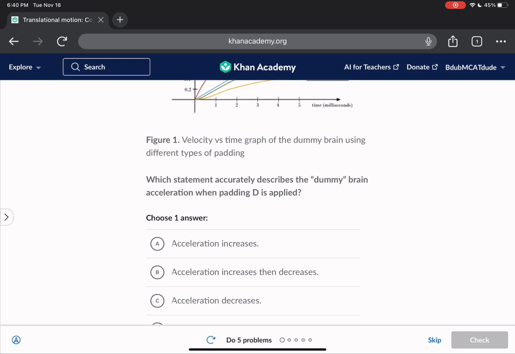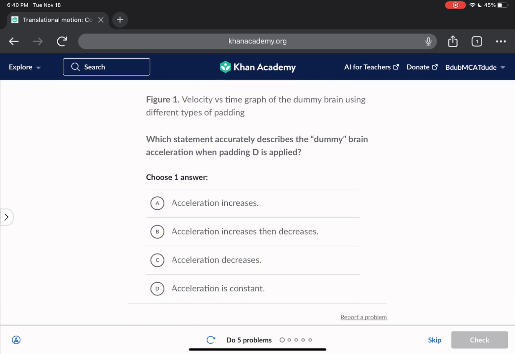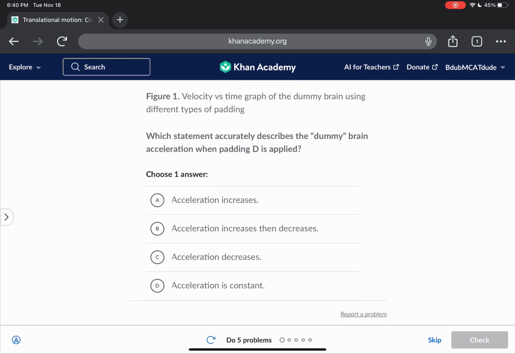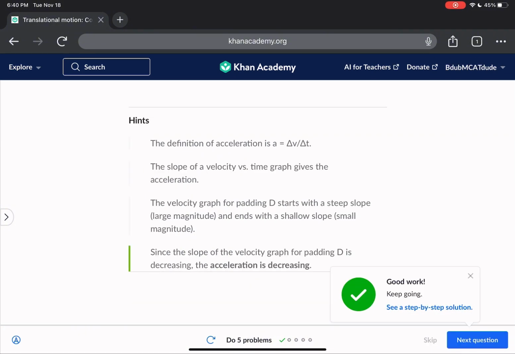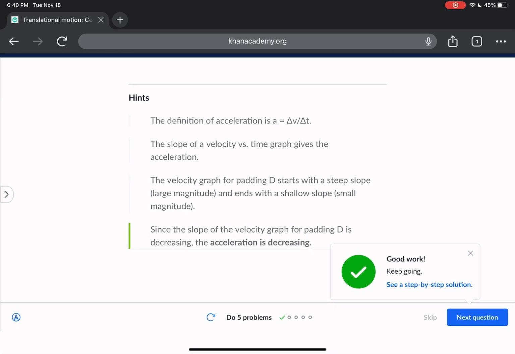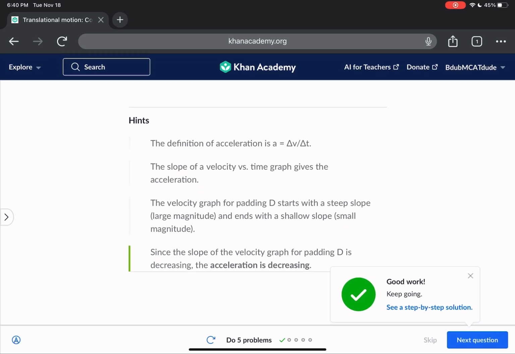So the first question is asking us about the acceleration of the brain when padding D is applied. And if we reference the chart, we can see a downward sloping curve. And by our understanding of the curve, we could say that acceleration is decreasing over time. That is, the slope is decreasing over time.